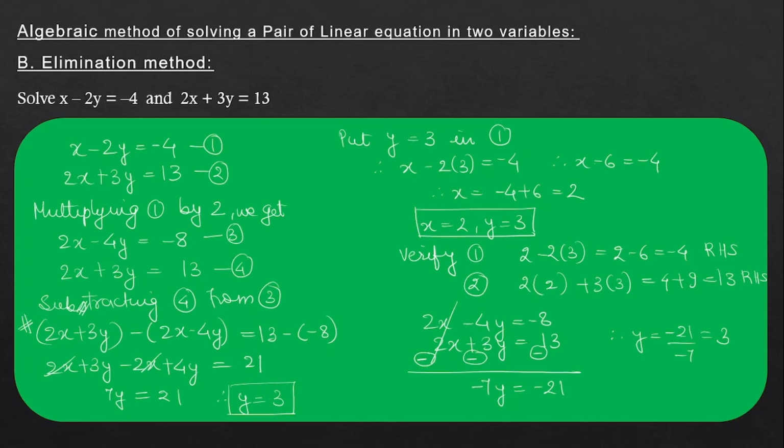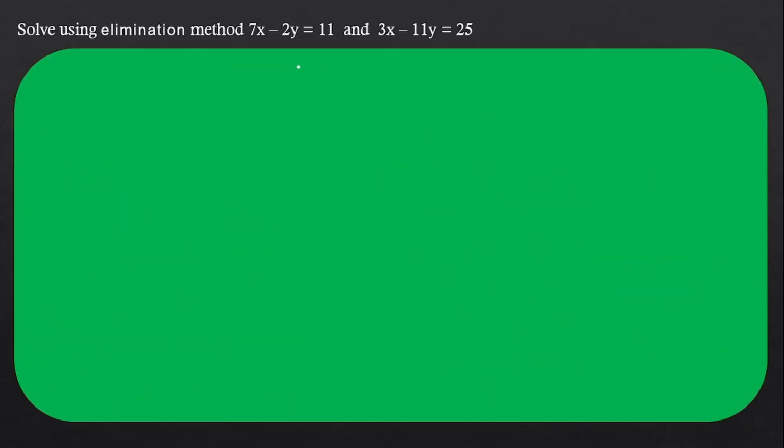Now, let us see one more question based on the elimination method. I have used the similar questions so that you can easily compare which method you are more comfortable with. Here we are having equations as 7x minus 2y is 11 and 3x minus 11y is 25. Now again in this question we can either make the coefficients of x same or y same. Now let us try to make the coefficients of y same. Now in first equation the coefficient of y is negative 2. In second equation the coefficient of y is negative 11.